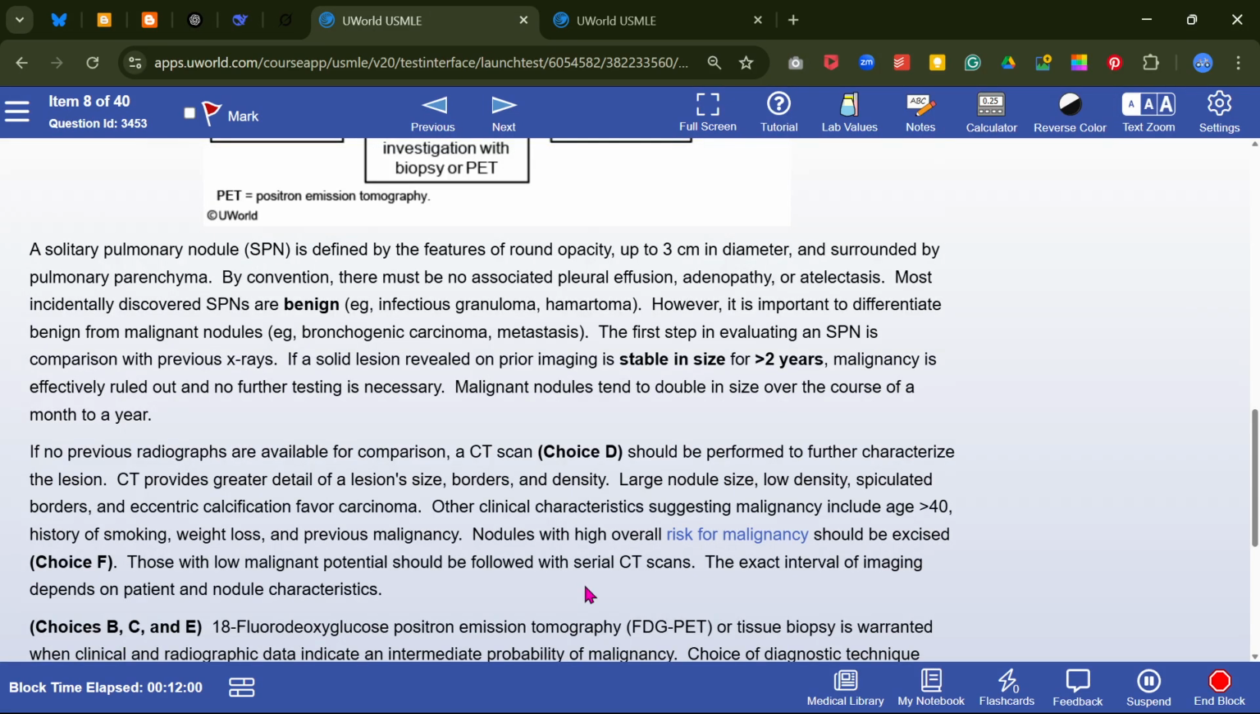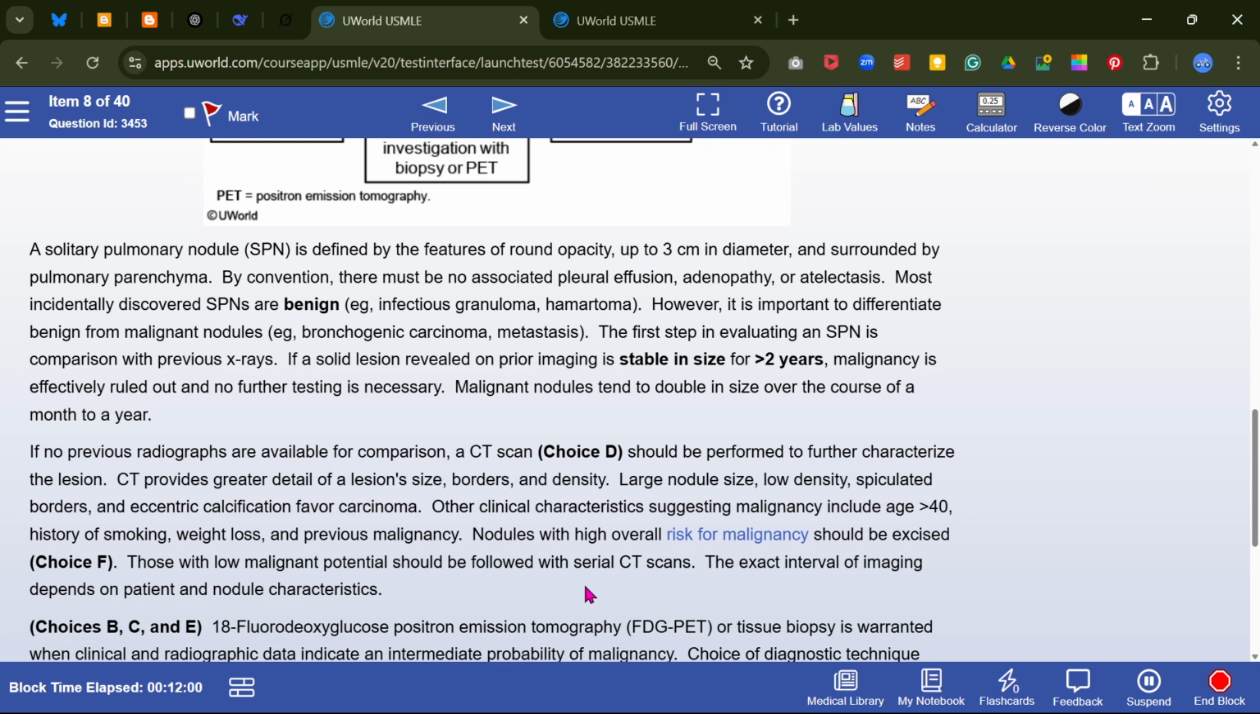A solitary pulmonary nodule is defined as a round opacity up to 3 cm in diameter surrounded by pulmonary parenchyma. By convention, there must be no associated pleural effusion, adenopathy, or atelectasis. Most incidentally discovered SPNs are benign, such as infectious granuloma, hematoma. However, it is most important to differentiate benign from malignant nodules, such as bronchogenic carcinoma, metastasis.